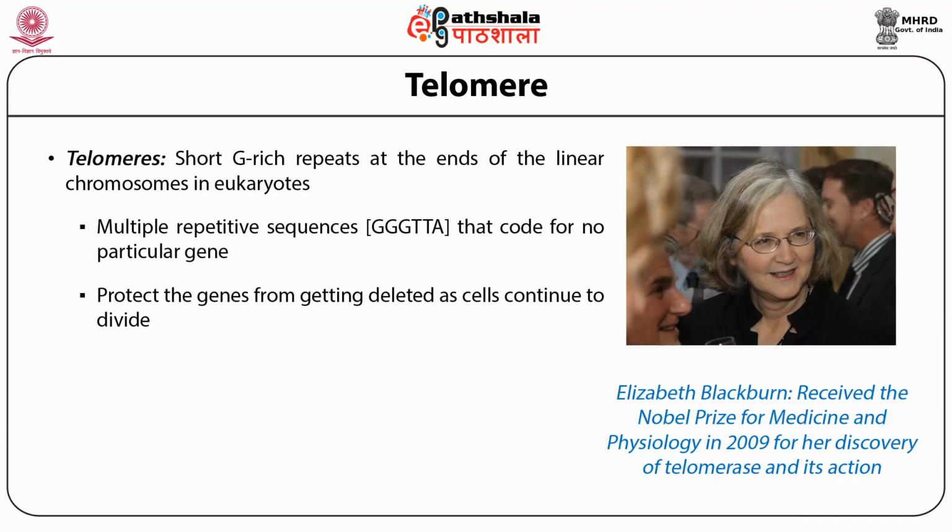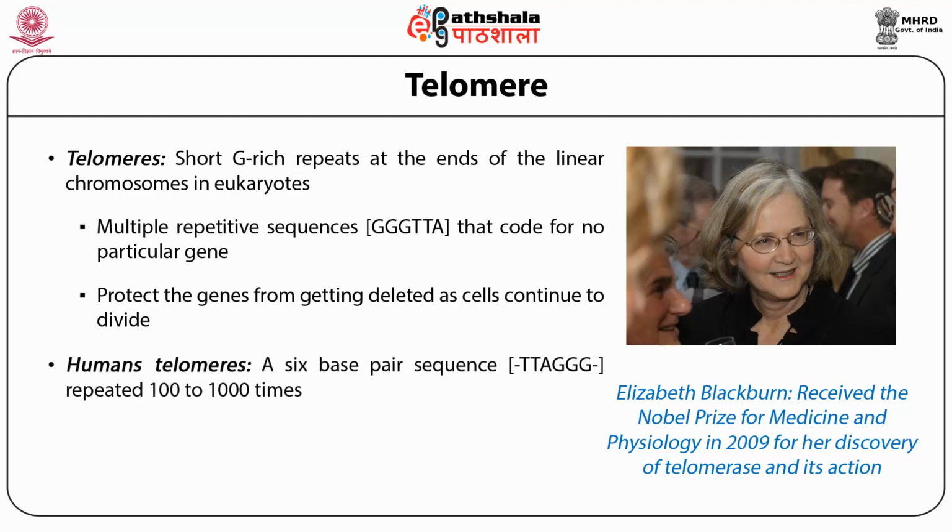Multiple repetitive sequences of triple G double TA, which code for no particular gene, characterize the telomeres in eukaryotes. Human telomeres are also composed of 6 base pair sequences in the order double TA triple G, repeated around 100 to 200 times. Elizabeth Blackburn is credited with discovering the activity of telomerase and has received a Nobel Prize for the same.